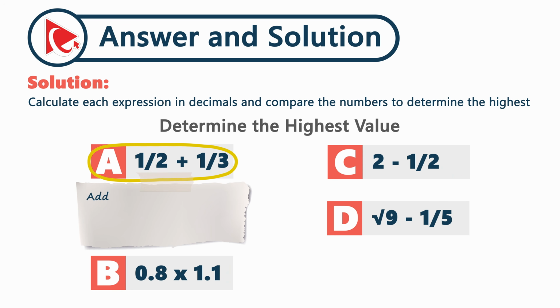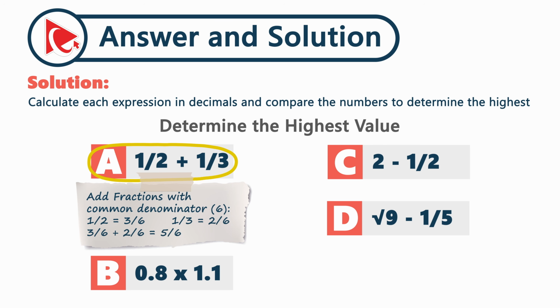To solve this expression, we need to add fractions with a common denominator, which is 6. 1/2 equals 3/6, and 1/3 equals 2/6. 3/6 plus 2/6 equals 5/6, which approximately, when converted to decimal, equals 0.83.